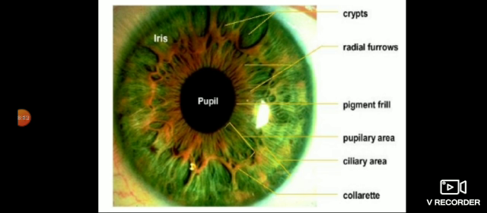You can see the pupil. Behind the pupil there is a lens. And the iris, you can see, is the colored portion.